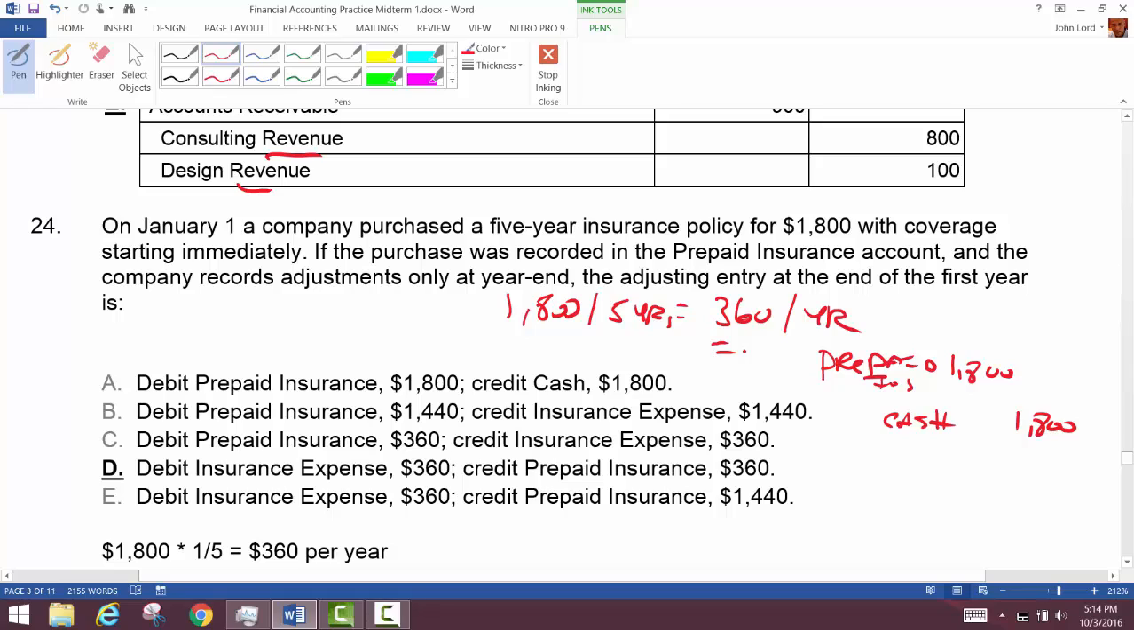A year. Will 360 a year expire? Yeah, 360 a year is expiring, isn't it? So I'm going to debit insurance expense for how much? 360 and credit what? Credit the prepaid because the asset is expiring, isn't it? I'll just keep doing that for, what is it, 5 years? For 5 years? It's kind of a long insurance policy, but whatever. Right?